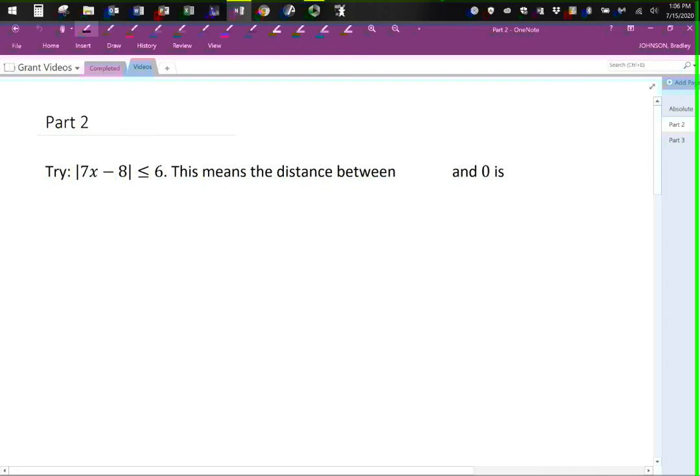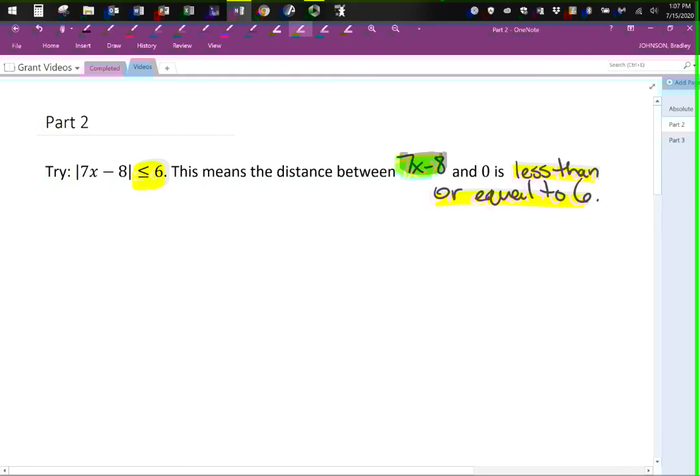Hello, this is part 2 of the absolute value inequalities video set. So here we're going to try the absolute value of the quantity 7x minus 8 is less than or equal to 6. We're going to find the solution set. This means the distance between 7x minus 8 and 0 is less than or equal to 6. Okay, so seeing here, this less than or equal to 6, that will go with this statement right here.